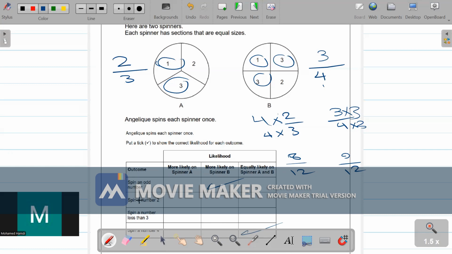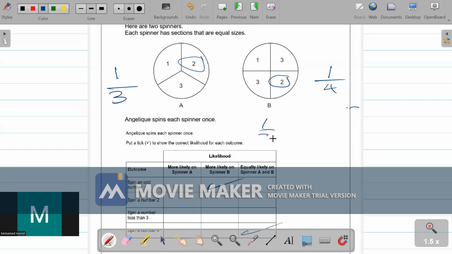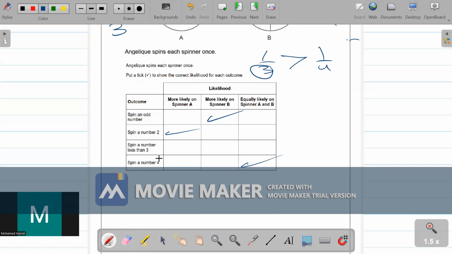Spinning a 2, you can find that we have only one outcome or one section numbered 2 on spinner A. So the probability of spinning 2 on the first spinner, spinner A, is 1 over 3. And here, 1 over 4. Because the denominator of the first fraction is less than the denominator of the second fraction, 1 over 3 is greater than 1 over 4. So you can say that it's more likely to spin a 2 on spinner A than on spinner B.